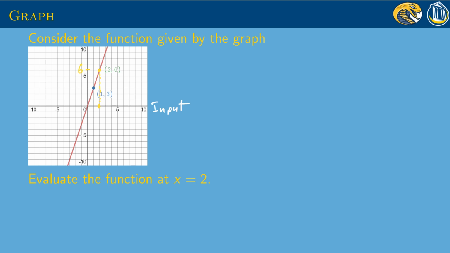Another way of representing this is using the form f of x, where x is our input. We can say that f of 2 is 6, where this is our output.